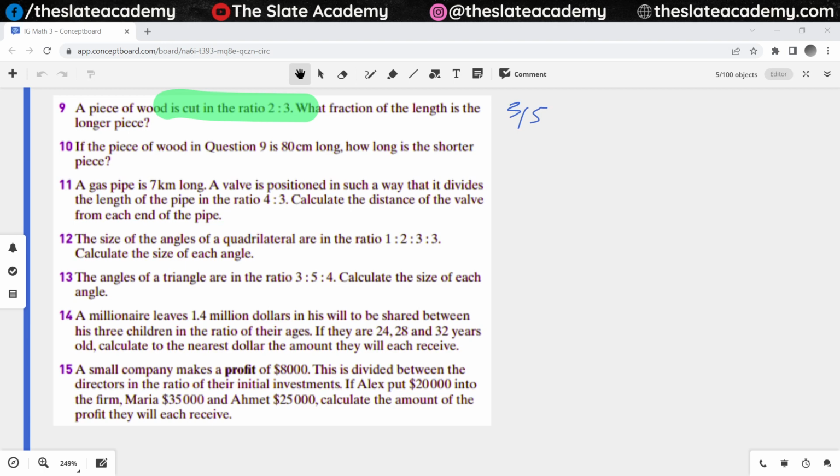So we have to express the longer length in terms of expression, and that would be 3 out of 5. Ms. Anam, did you get the same answer?